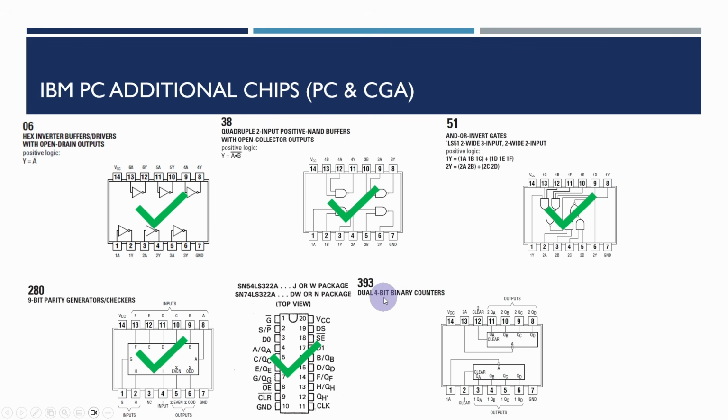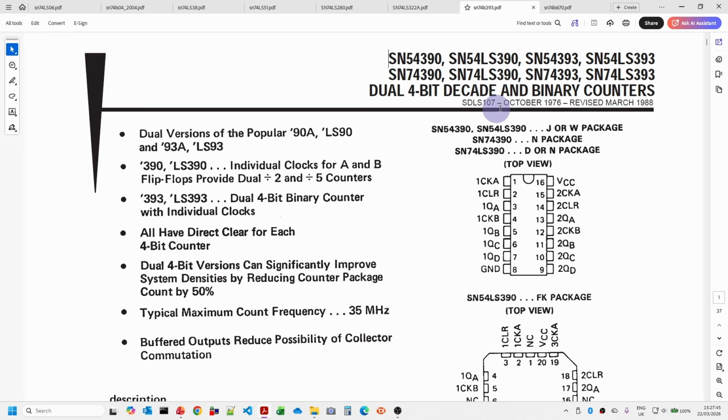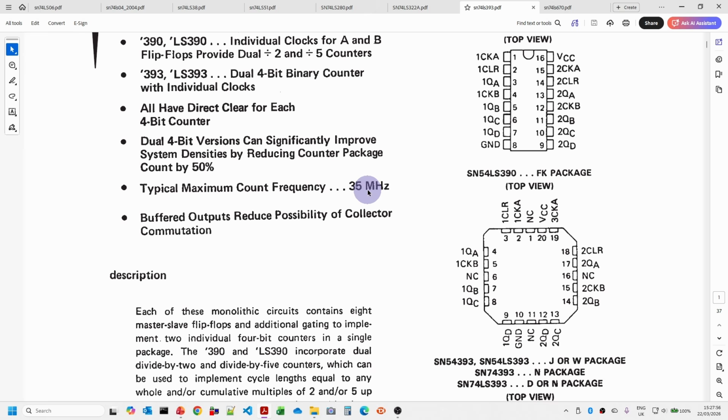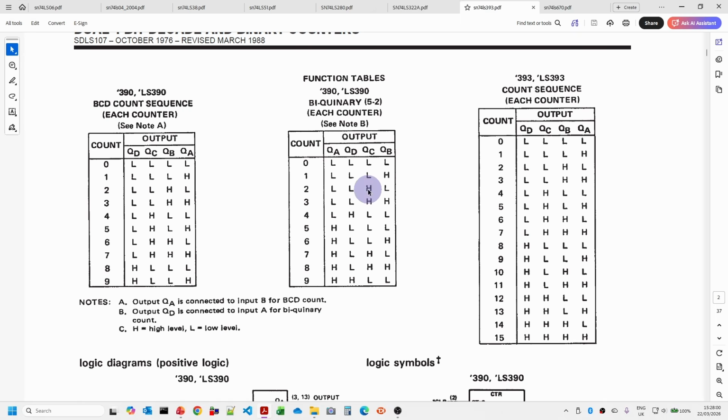Then we've got this 393 dual 4-bit binary counter, very similar to the binary counters we were looking at. It's a little bit different in that it is asynchronous to a certain extent, so let's just have a quick look at that. This data sheet covers a number of the different parts, but the one we're interested in is the dual 4-bit binary counter with individual clocks. There's a maximum frequency of about 35 megahertz. You can see here that the 393 goes all the way from 0 up to 15 with these outputs.